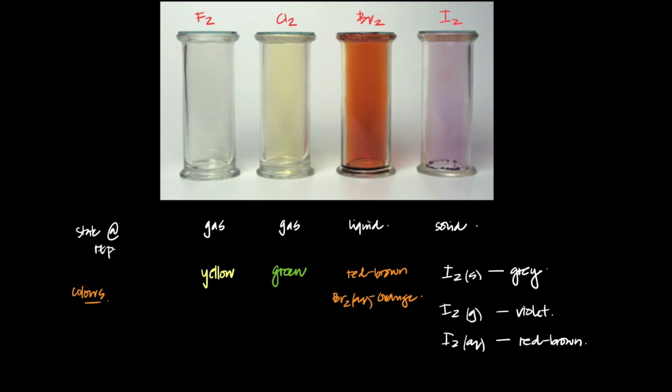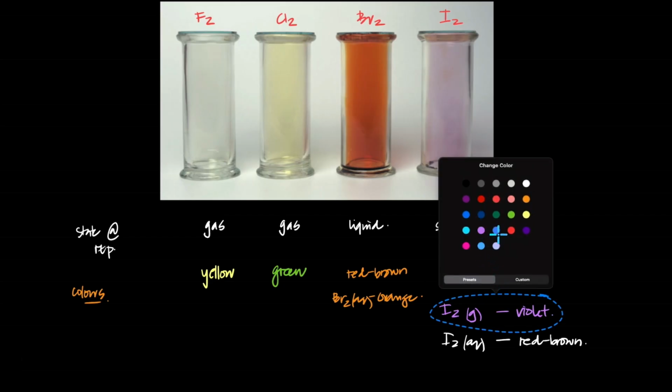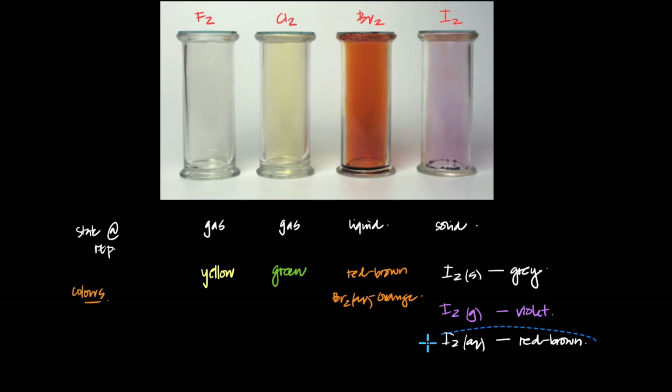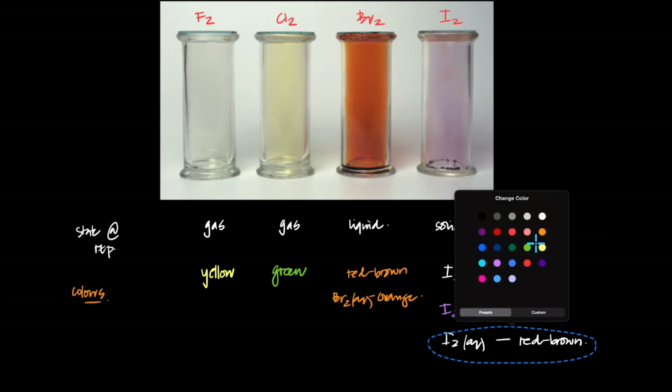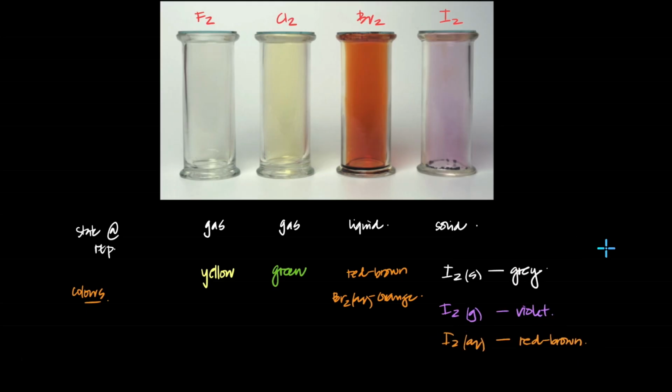So it's gray in the solid state, it's violet in the gaseous state, and it is red-brown in the aqueous state, aqueous water state. Okay, that's what you got to remember. And they will ask this, so you'll have to know their colors. It is imperative that you know their colors. All right.